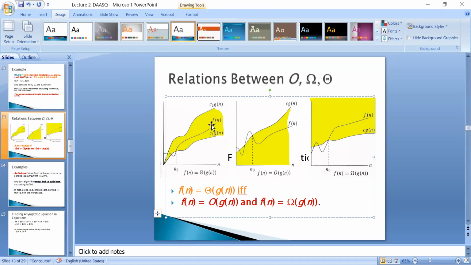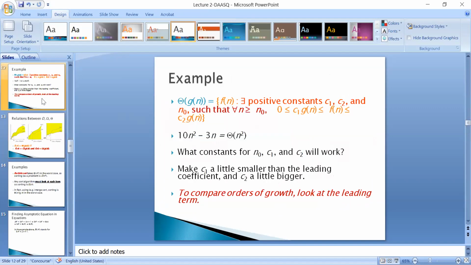When I say equal to, if you look at the graph, it is not equal to in the sense of mathematically equating two numbers. Equal to in the sense that it is in a range of values of gn for some constants c1 and c2. So this is the formal definition.